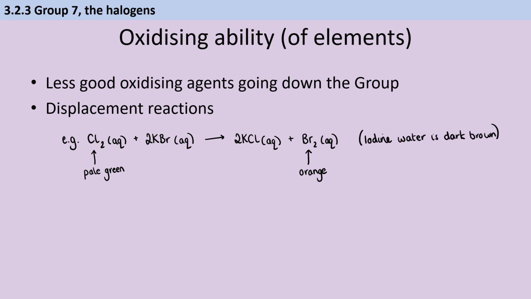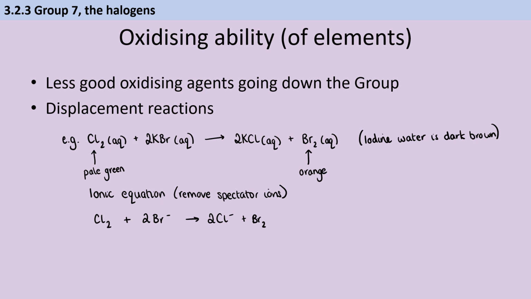You also need to be able to write ionic equations for this, in which case we would remove the spectator ions and just not include the potassium. And you also need to be able to write half equations too.